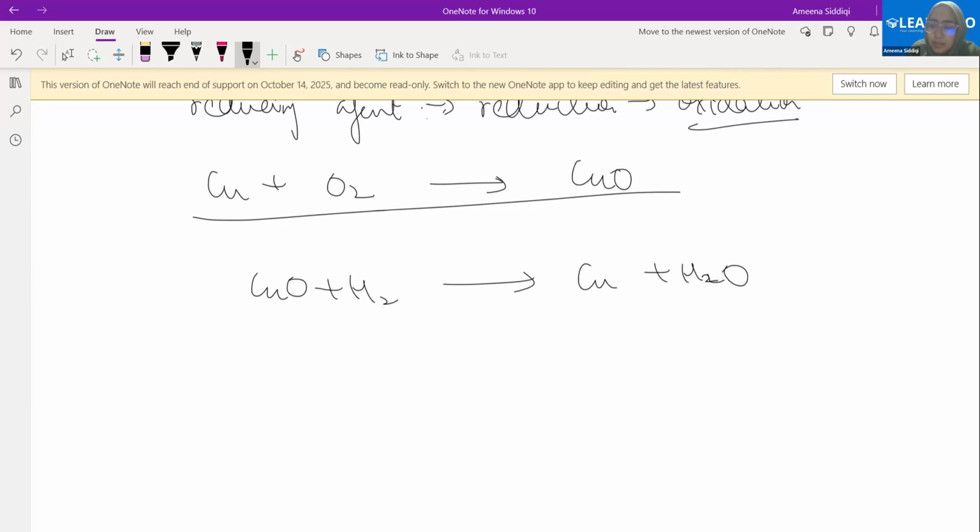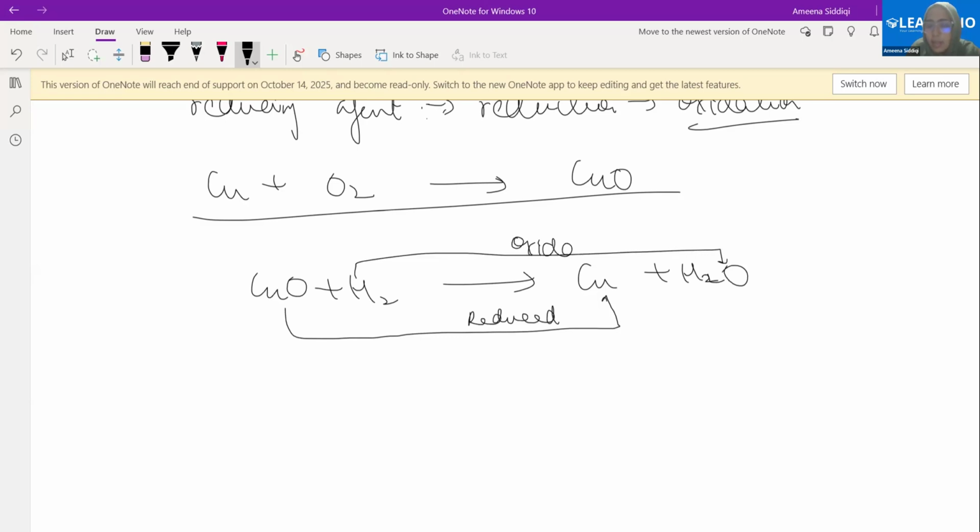Copper oxide is getting reduced to copper. Wonderful. Very good. Okay. And then hydrogen is getting oxidized to water. Wonderful. Now, what is the reducing agent here? Reducing agent is copper oxide.